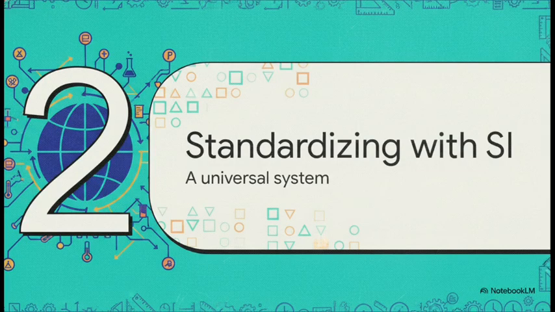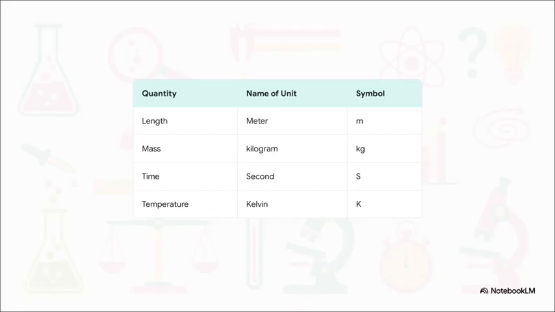Which perfectly brings us to Section 2, Standardizing Science with SI Units, moving to a universal system. See, for the global scientific community to actually collaborate, they realized they needed to speak the exact same language. No more guessing. So they solved this whole inconsistency problem by adopting the International System of Units, or SI for short. So the crucial point here is that scientists finally agreed on 4 fundamental quantities. These serve as the absolute rock-solid base for all modern scientific measurement.